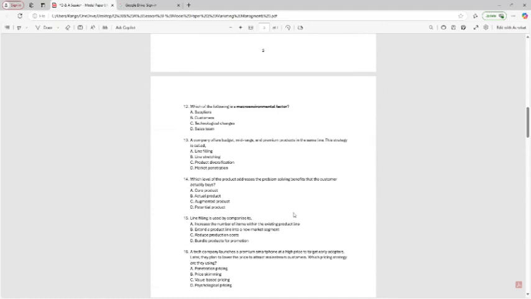Macro environmental factor. So, very easy question. Suppliers, customers, technological changes, sales team. I think you can easily get the answer. Macro environment factor. Yes. Yes, your explanation is also good. Trend identify, strategy adjust, technology changes in micro environment factors. Yes. Good.